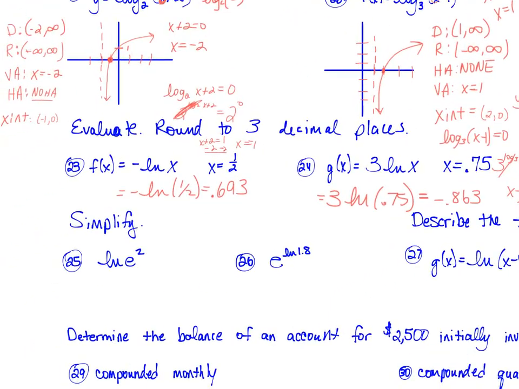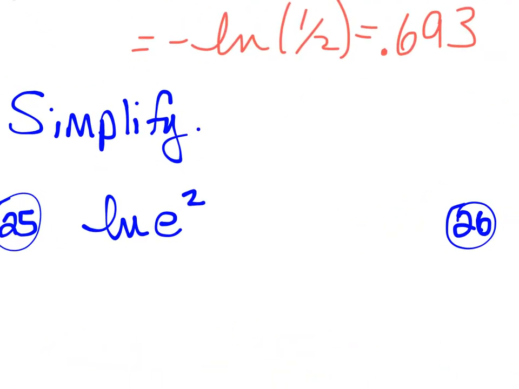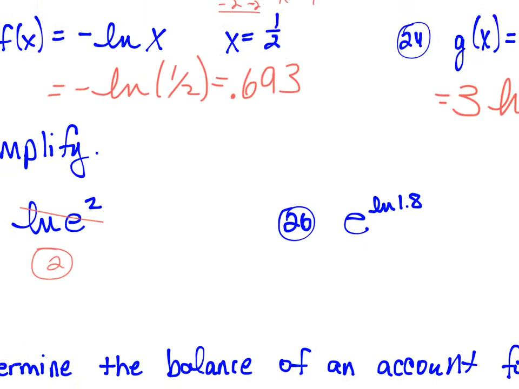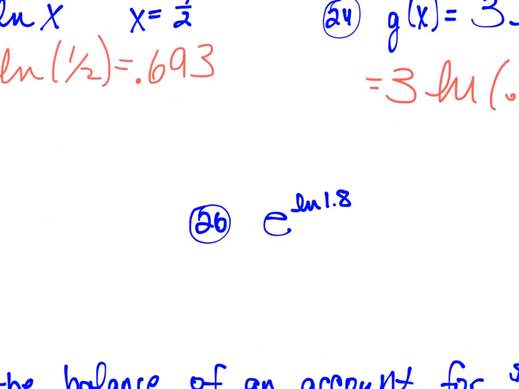Okay, good. ln and e cancel out. Correct, because they're inverses of each other. Good job. So ln of e squared is 2. Good job, Mia. e to the ln 1.8? 1.8, perfect.